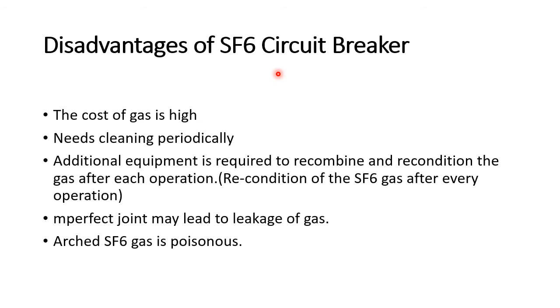Disadvantages of SF6 gas circuit breaker. The cost of the gas is very high. It needs cleaning periodically. So additional equipment is required to recombine and recondition the gas after each operation. Once the gas has been passed through and the arc gets quenched, the remaining gas is taken out from the gas outlet and it is recombined and reconditioned with the reservoir which is present over there. So the reconditioning of SF6 gas is done after every operation.